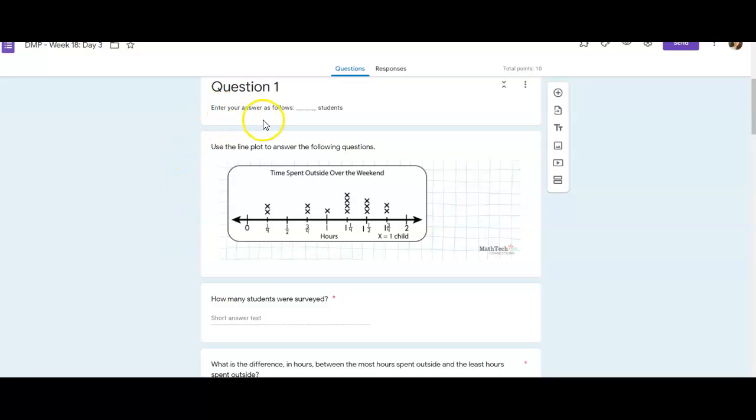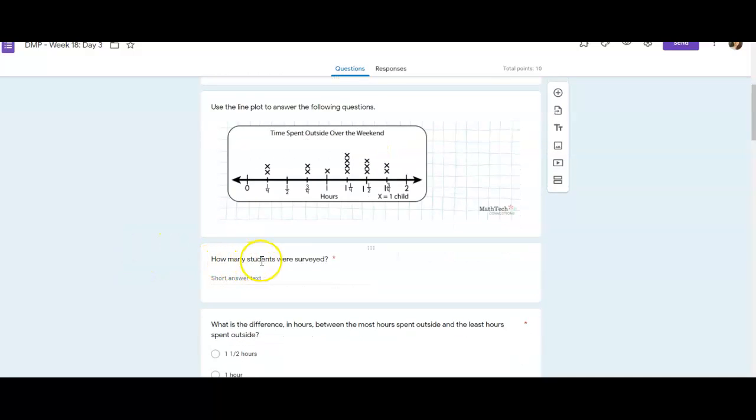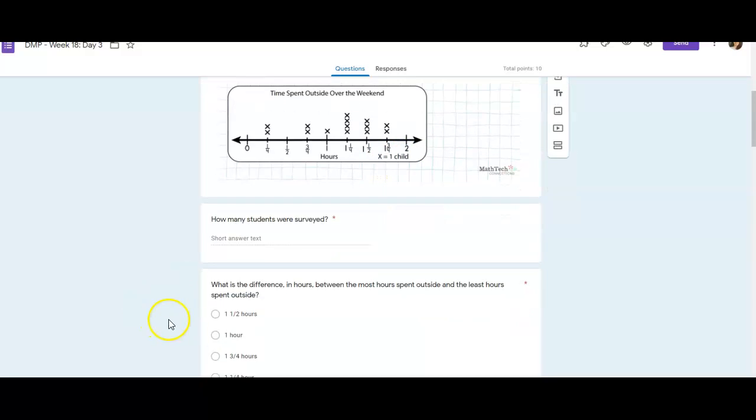It says, enter your answer as follows. Students, use the line plot to answer the following questions. How many students were surveyed? Well, each X represents one child. So how many students were surveyed?